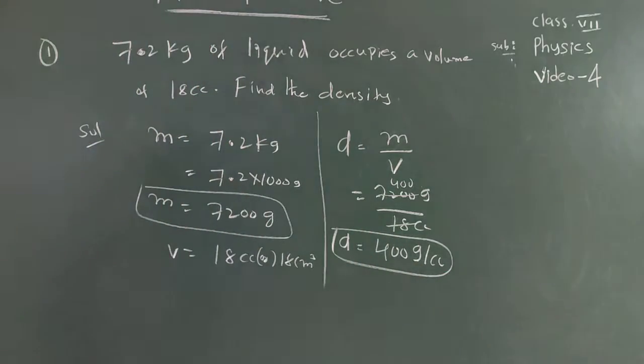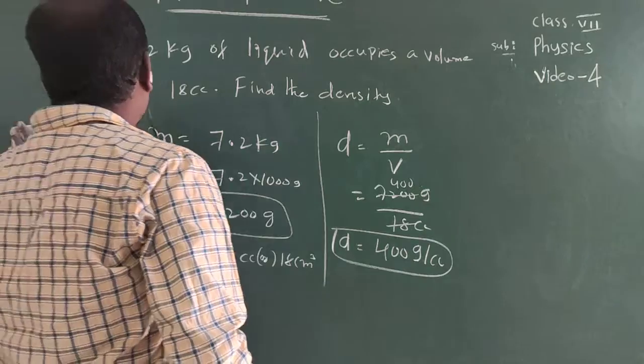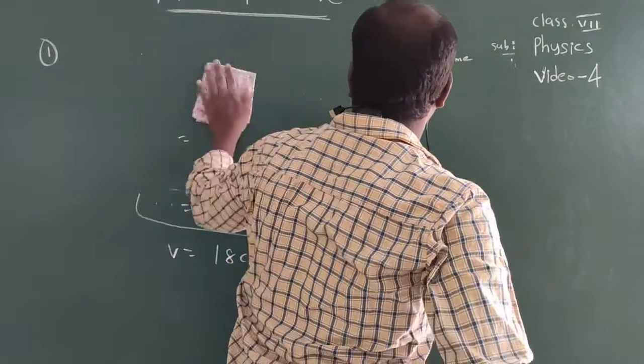We know that 1 gram per cc equals how many kg per meter cube? 1000. So density of the liquid in SI system equal to 400 kg per meter cube. It is the process to find the density.